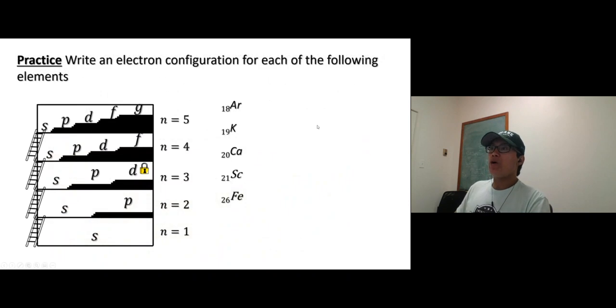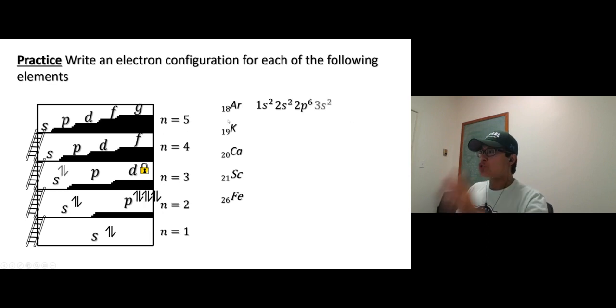Okay, now write an electron configuration for each of the following elements. Pause it right here, do it on your own, and then follow along and compare it to mine later. All right, argon, 18, so I'm going to go 1s2, 2s2, 2p6, 3s2, and 6 more, 3p6.